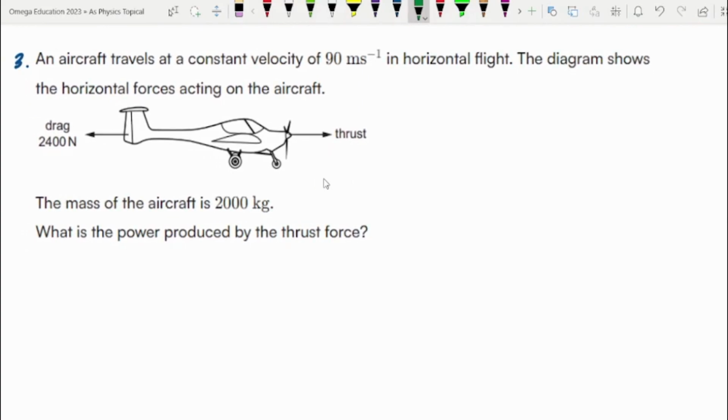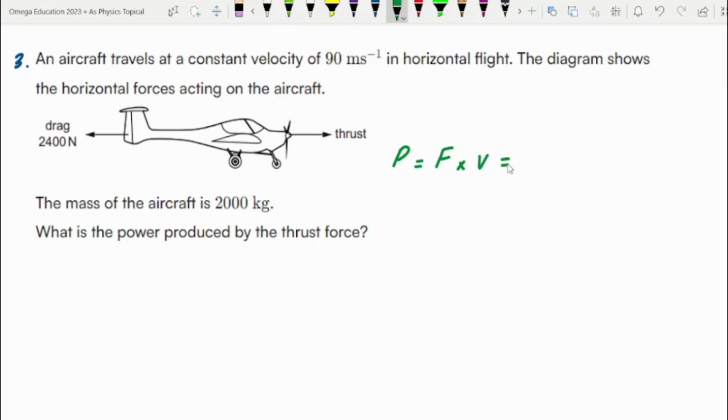An aircraft travels at a constant velocity of 90 meters per second in a horizontal flight. The diagram shows the horizontal forces acting on the aircraft. Okay, so we need to find the power produced by the engine, the power produced by the thrust force. So P equals to, we write down the formula of power in terms of the force and speed, is P equals to F times V.